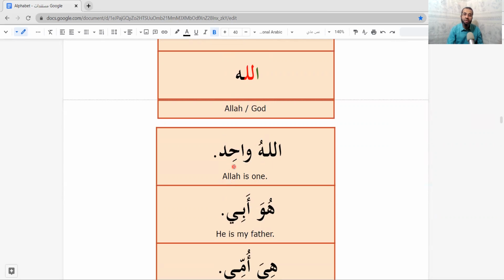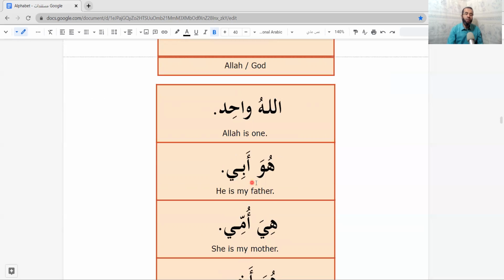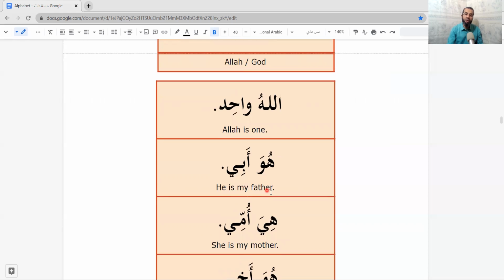What about this? It's waw followed by alif, long vowel, and the ha has kasra. So what will it be? Wahid. Allahu wahid. What about this? He is my father.